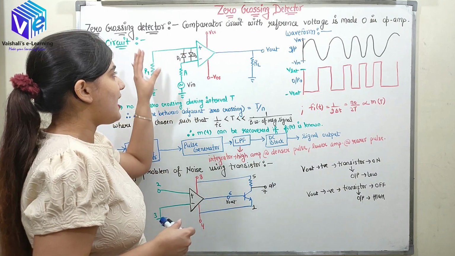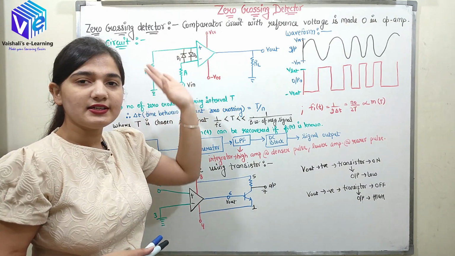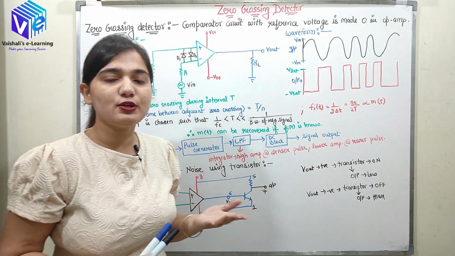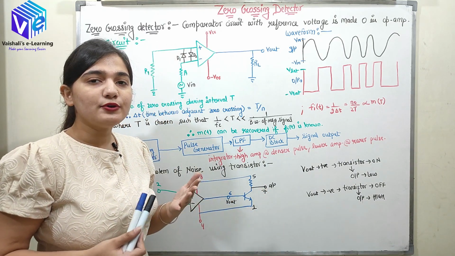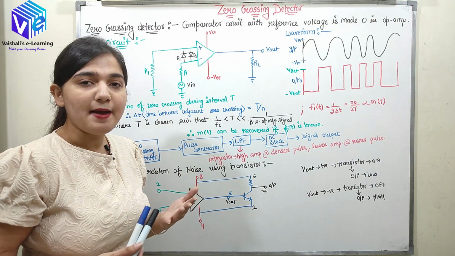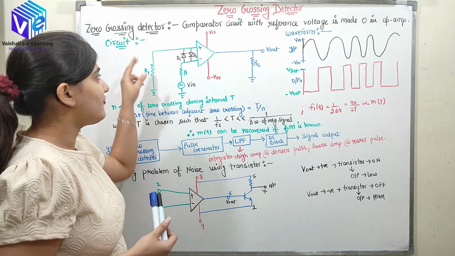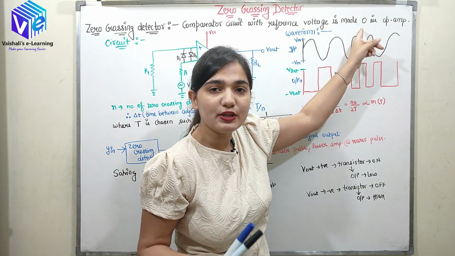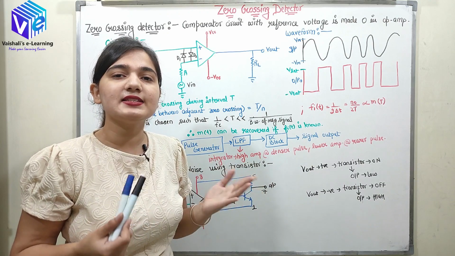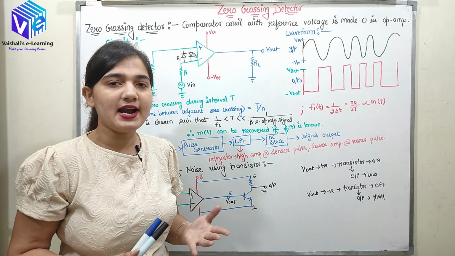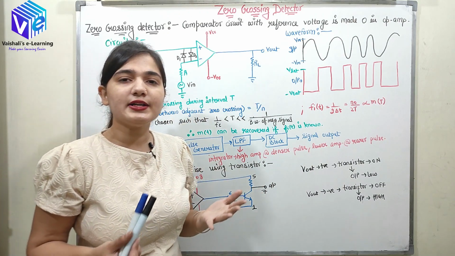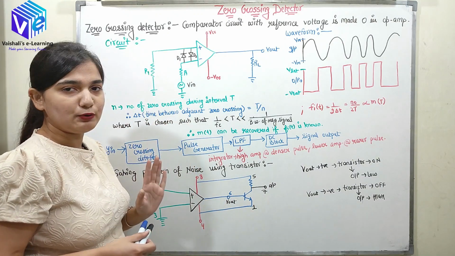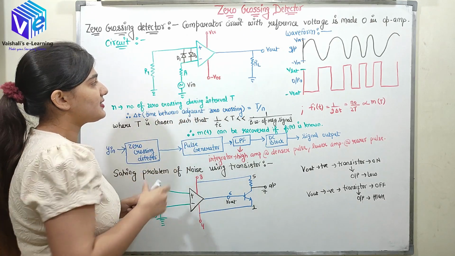Here I have already told you it's a zero crossing detector which calculates how many times the signal has crossed the zero value. Its circuit resembles that of a comparator. If I take a comparator and make the reference voltage 0, it will act as a zero crossing detector. We'll understand with the circuit how it works as a zero crossing detector. Actually, it is a comparator only. So the circuit is like this.